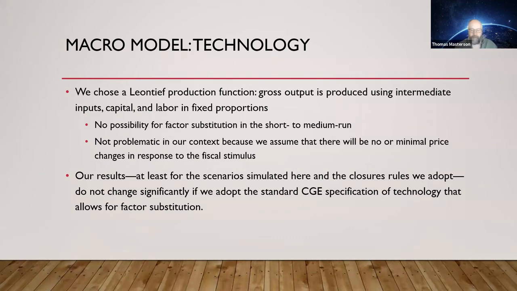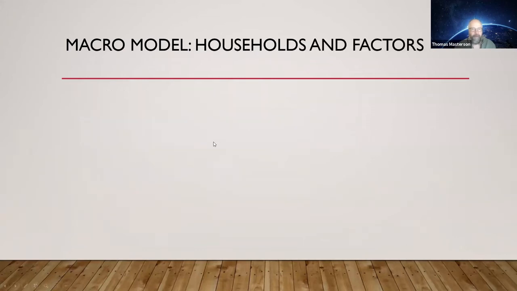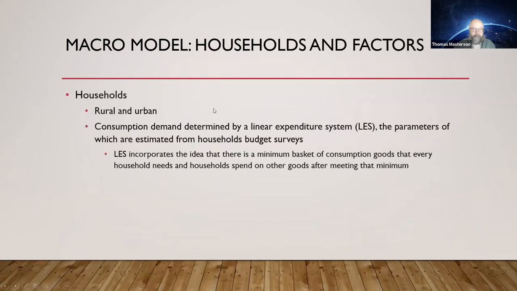All right. So that's technology. Let's talk about the factors, households and factors of production. In terms of the household sector, we have two kinds of households, rural and urban.